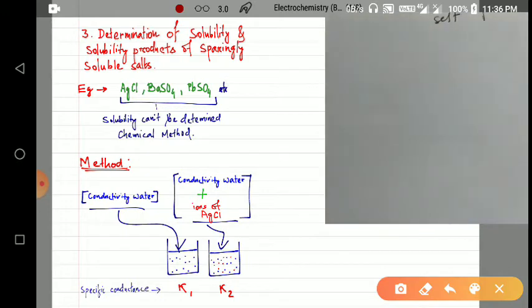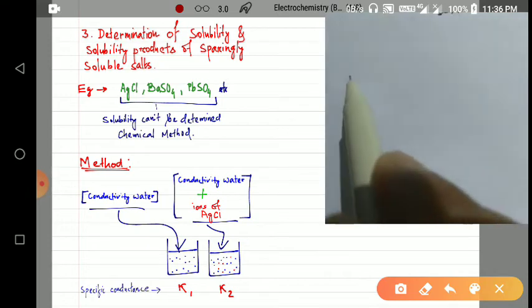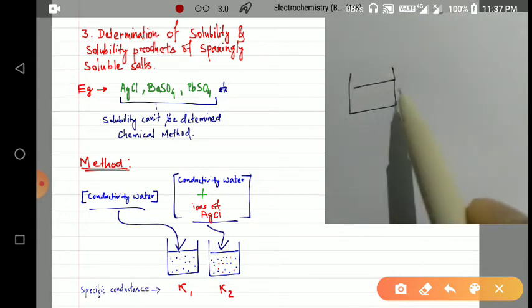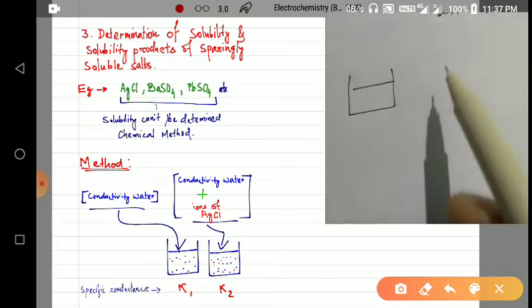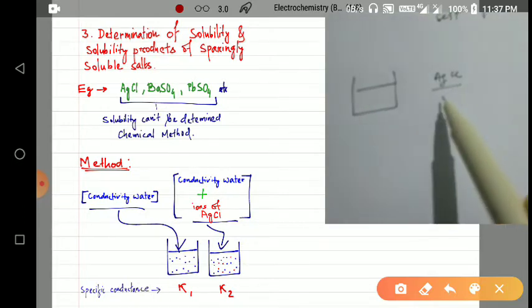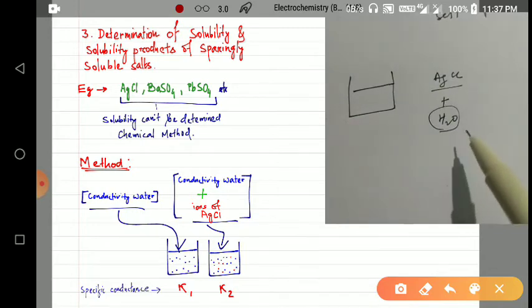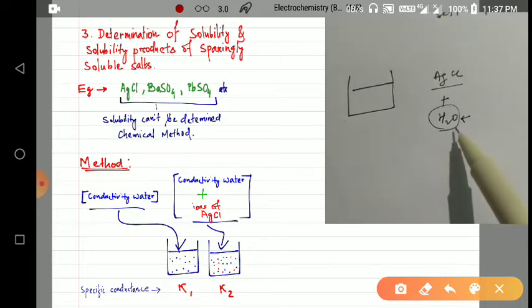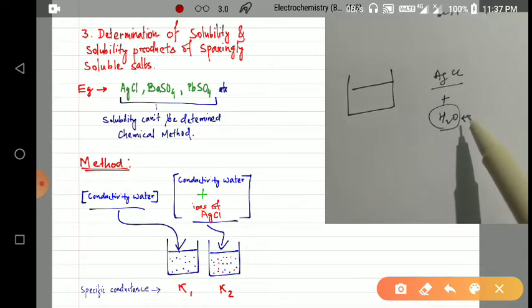The experimental setup is very simple. You just have to prepare the solution of the sparingly soluble salt in some solvent. Let's suppose the solvent is water, and let's suppose this is conductivity water. What is the meaning of conductivity water? It means the water has some impurities, and those impurities will increase the conductivity of that water.